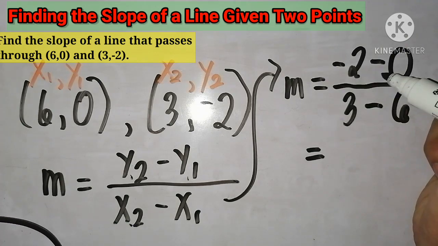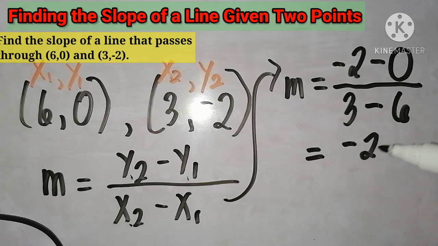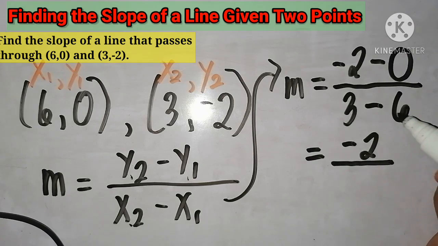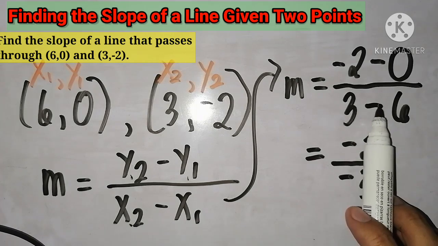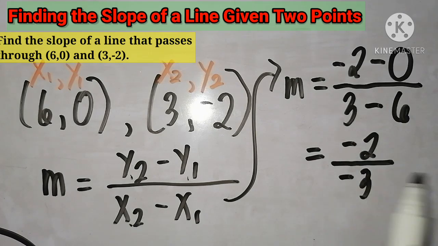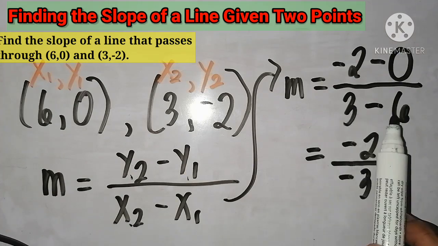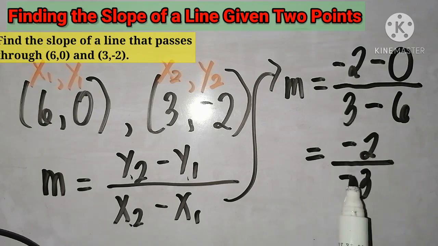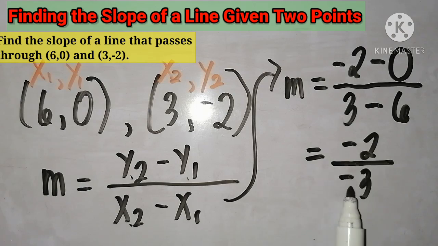So negative 2 minus 0, that is equivalent to negative 2. 3 minus 6 is equivalent to negative 3. Why is it that 3 minus 6 is equivalent to negative 3? Unlike signs, so we copy the sign of the bigger number, which is negative. So you copy negative, then we subtract 6 and 3. That is why we have 3. Observe that we have a negative and a negative.